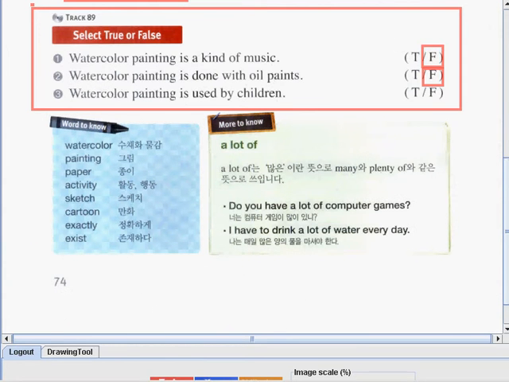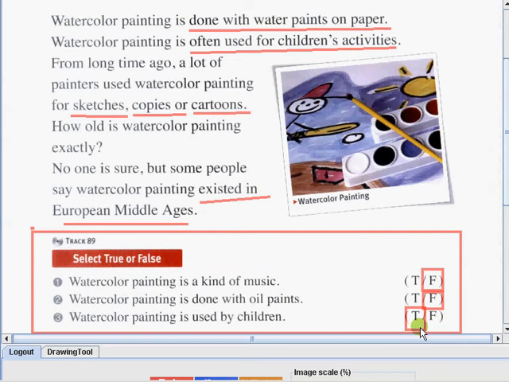Number 3. Watercolor painting is used by children. Very good. The answer here is T or true. You can do it on your own. The answer here is T or true because it says here watercolor painting is often used for children's activities. So again, number 3, the answer is T or true.